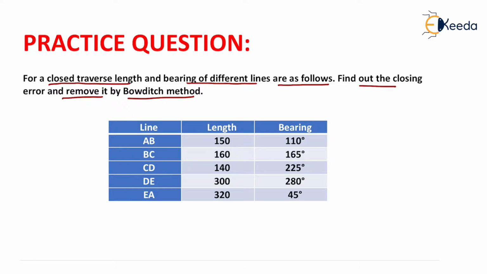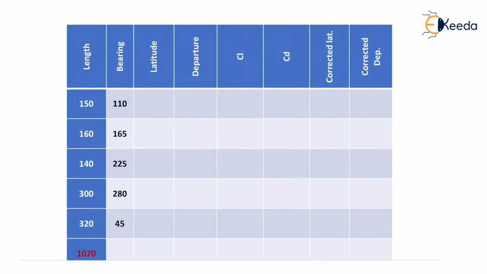Now in the table, the length and bearing of lines AB, BC, CD, DE and EA are given, that is, length in meter and bearing in degree. For solving this numerical, we have to make a table like this, that is length, bearing, latitude, that is L cos theta, and departure, that is L sin theta.